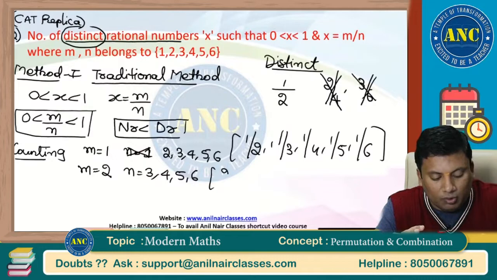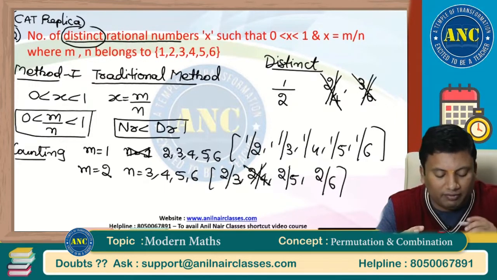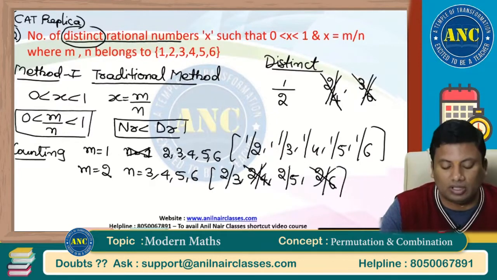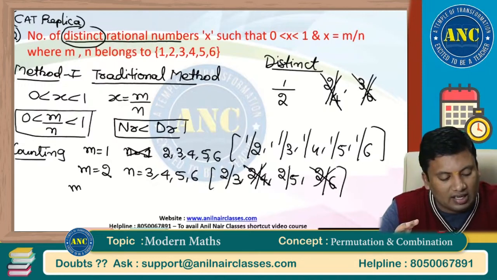So, this is where most of the students make a mistake. 2 by 3, 2 by 4, 2 by 5, 2 by 6. Here double counting is there. 2 by 4 and 1 by 2 both are same. 2 by 6 and 1 by 3 both are same. Ensure that the 2 by 4 and 2 by 6 cases are eliminated.